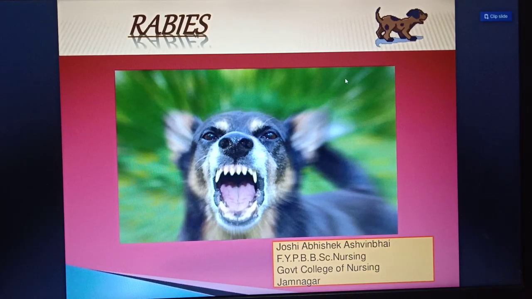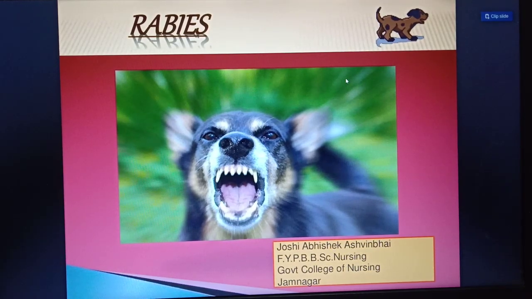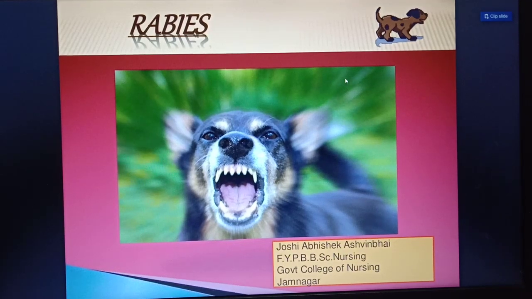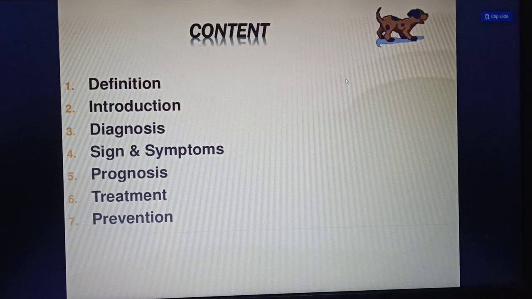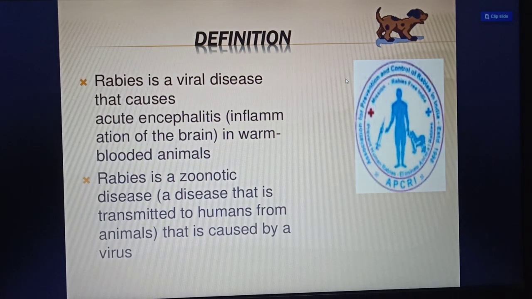Good morning, students, and today we are going to deal with another subtopic, the rabies virus. You are already familiar with this rabies virus, right? It is a viral disease caused by the dog. The transmission of infection is through the dog, and this rabies virus is transmitted and causes acute encephalitis. Encephalitis means inflammation of the brain.